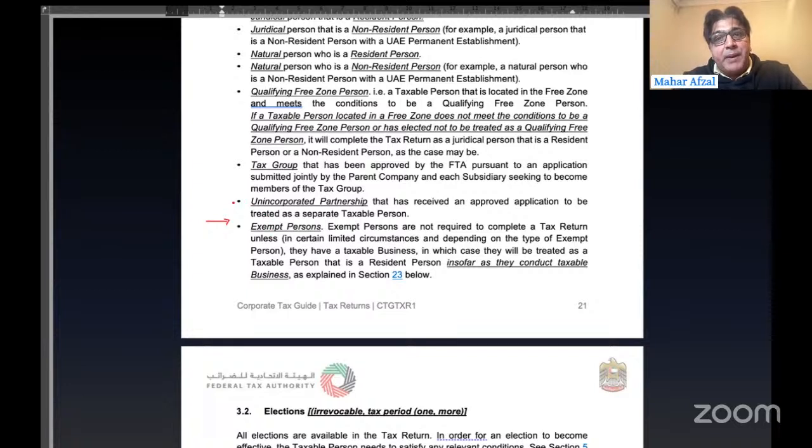Unincorporated partnership, by default, is not subject to corporate tax, but it can opt to be subject to tax like a free zone person. I'm repeating: a free zone person is by default a qualifying free zone person, and if they want to be taxable, they need to opt for it. In the same way, an unincorporated partnership is by default transparent and not subject to tax. If they want to be subject to tax, they need to apply, and then the partnership will be subject to tax.